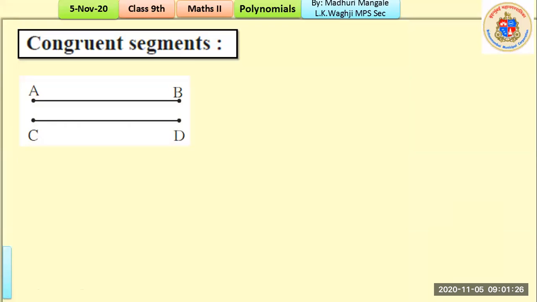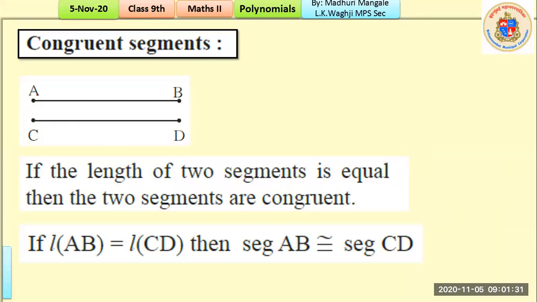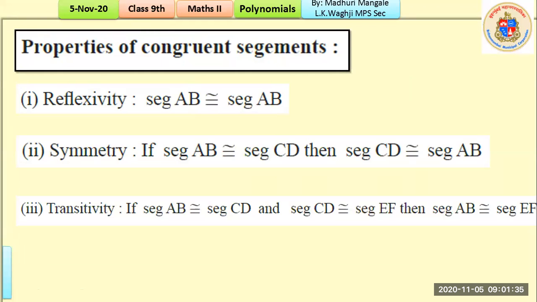Then we did what are congruent segments. If the lengths of two segments are equal, then we say that those two segments are congruent. These were the properties of congruent segments that we saw yesterday: reflexivity, symmetry, and transitivity. The simple trick to remember and not get confused is, for reflexivity we use only one line segment, that is a segment is congruent to itself. For symmetry we use two, and for transitivity we use three. And everything is related to congruency.